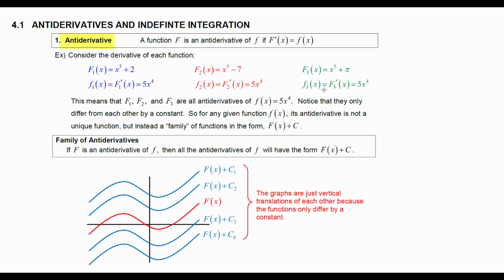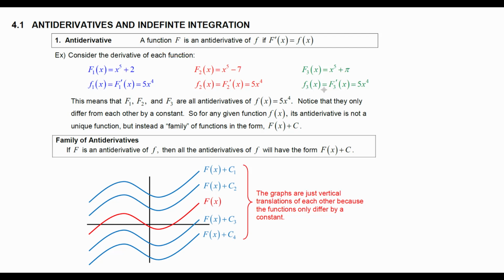So let's start. Antiderivative: a function capital F is an antiderivative of small f if capital F prime of x is equal to small f of x. So we're going to use capital F to denote an antiderivative of a given function small f.